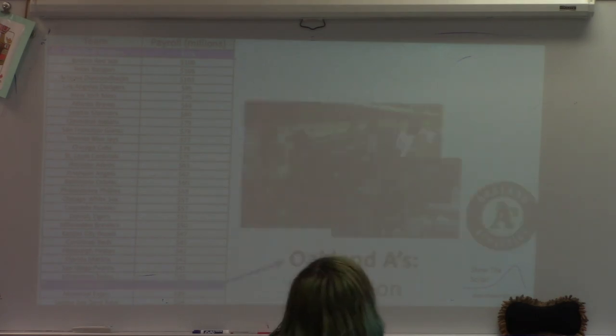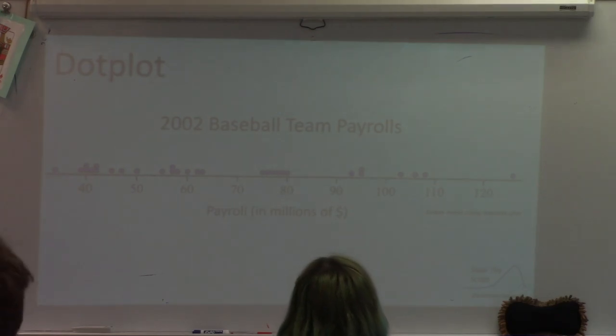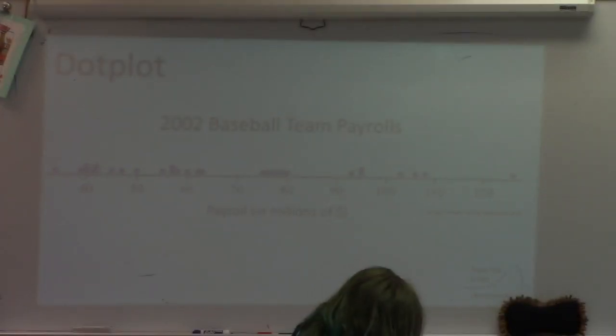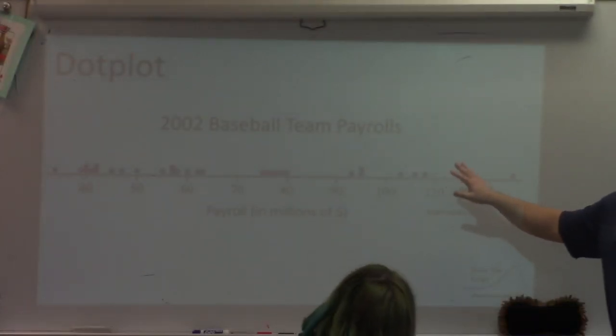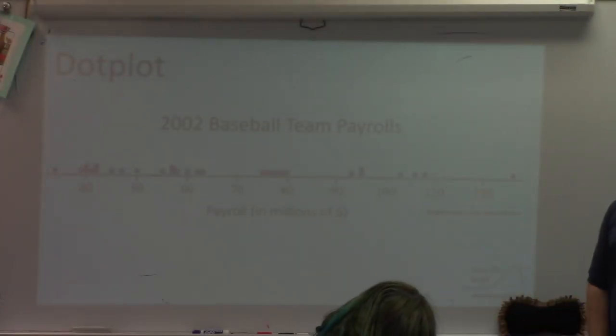Alright, so the New York Yankees spent $126 million, the Oakland A's spent $40 million, and so here's their payroll done as a dot plot, right? I'm actually going to show you tomorrow how to use these calculators to make dot plots and other graphs, because these calculators are really powerful.